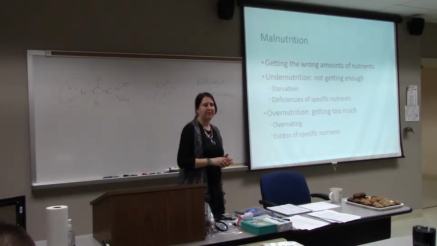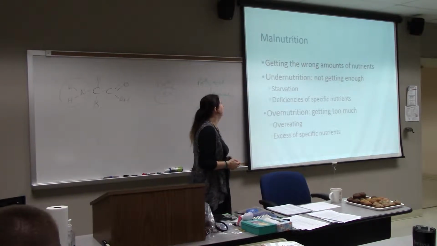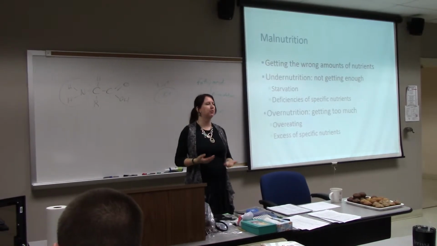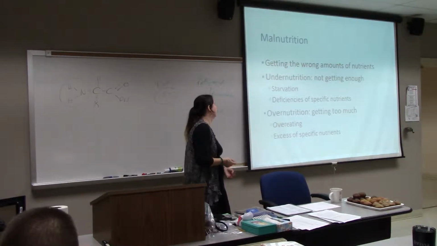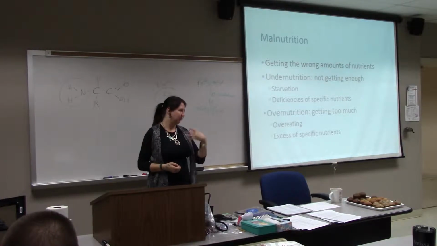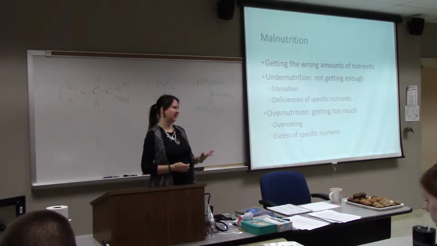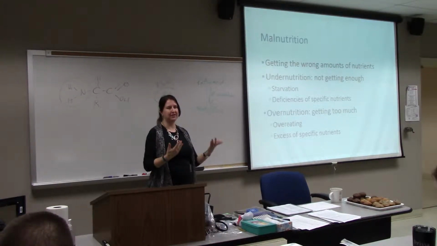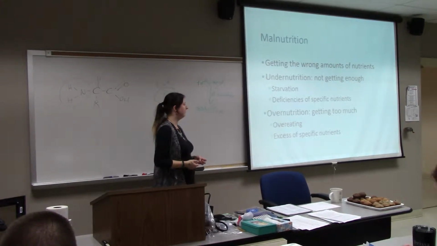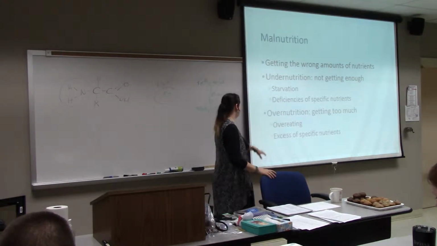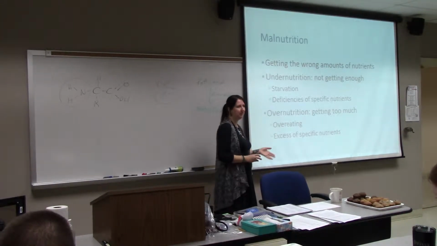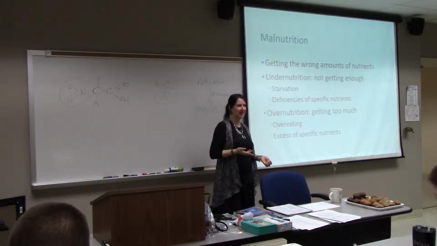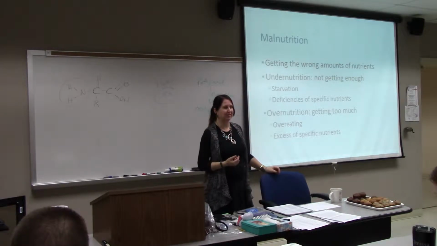Right. Malnutrition means mal is bad. This refers to getting the wrong amounts of nutrients. Undernutrition, we probably think of more, where you're not getting enough of something. This includes general starvation or deficiencies of specific vitamins or minerals. There's also overnutrition, getting too much of something. That includes general overeating and, like Danielle asked about, an excess of a specific nutrient.